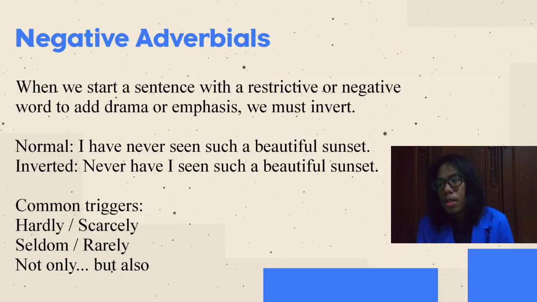Next, negative adverbials. When we start a sentence with a restrictive or negative word to add drama or emphasis, we must invert. In a normal sentence, we say, I have never seen such a beautiful sunset. And in the inverted, we say, never have I seen such a beautiful sunset. It adds more emphasis and makes the sentence more dramatic to show emotion. And here are the common triggers in the negative adverbials: hardly, seldom, not only but also, rarely and scarcely.